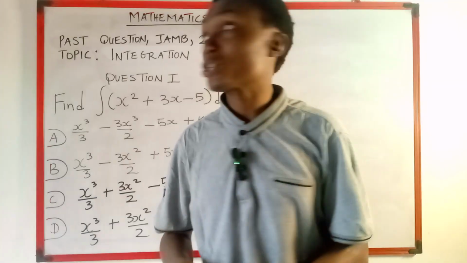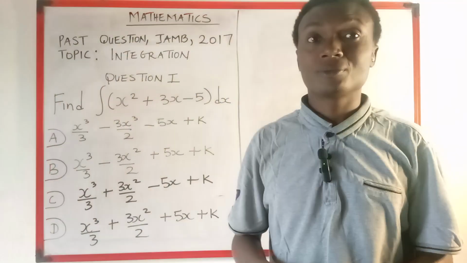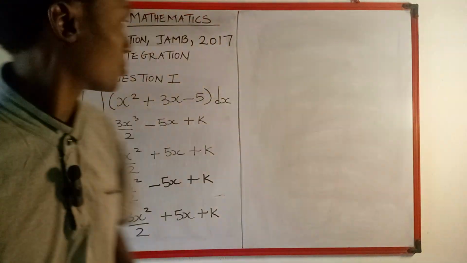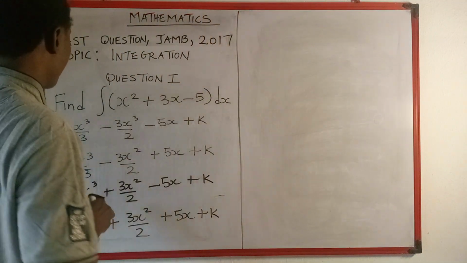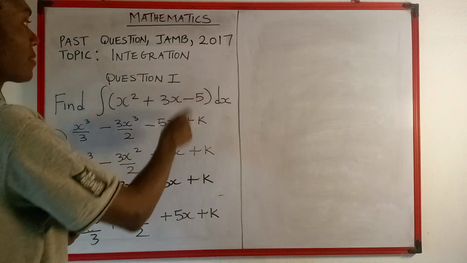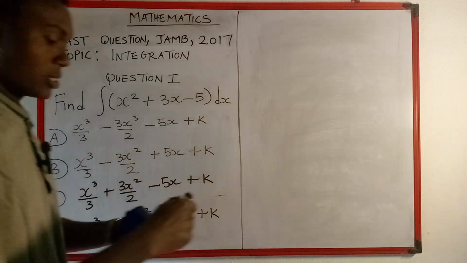So this is a past question, 2017 integration. Sit down, relax, and watch. Question 1. Find the integral of s squared plus 3s minus 5 ds. So these are the options. Okay. Solution.